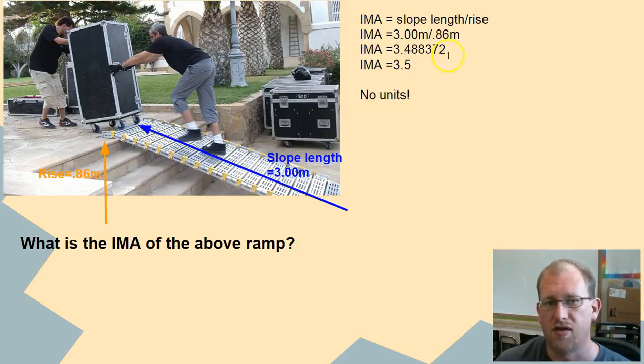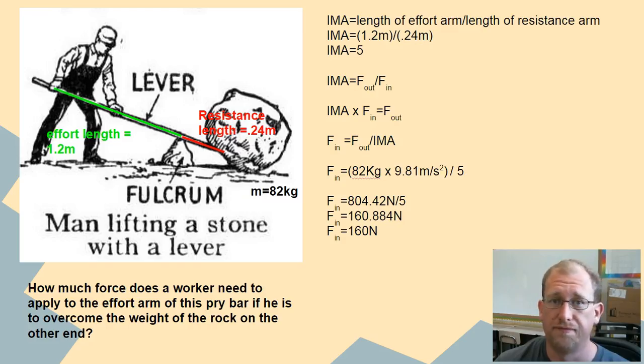Now there are no units here. Notice this is meters divided by meters, so the units cancel out. Ideal mechanical advantage and actual mechanical advantage do not have units. Okay, so you won't see any units after these numbers. So that's a pretty simple idea. Let's look at a lever.